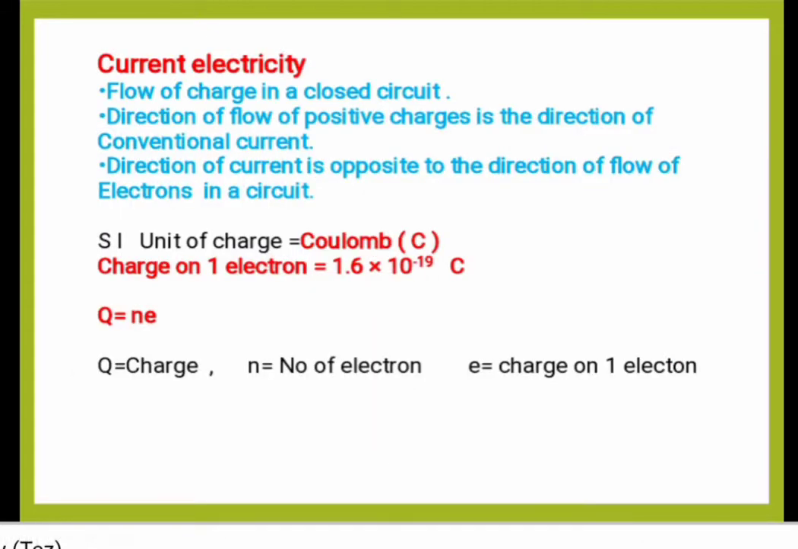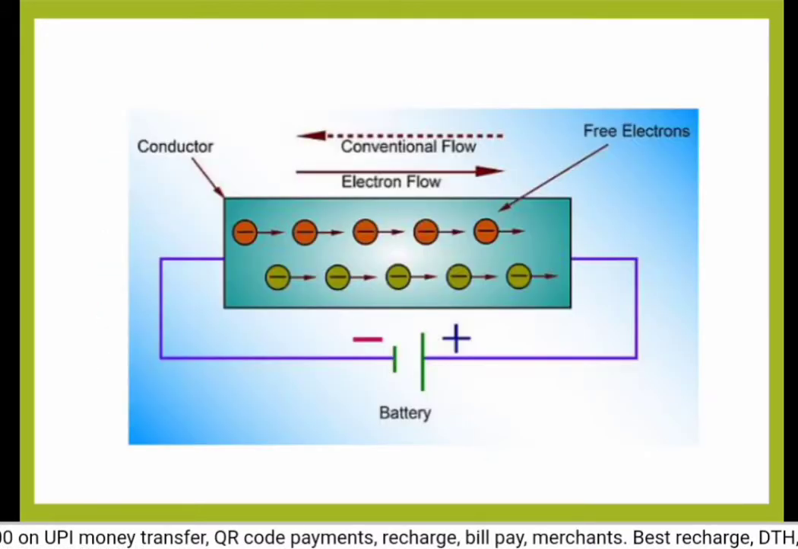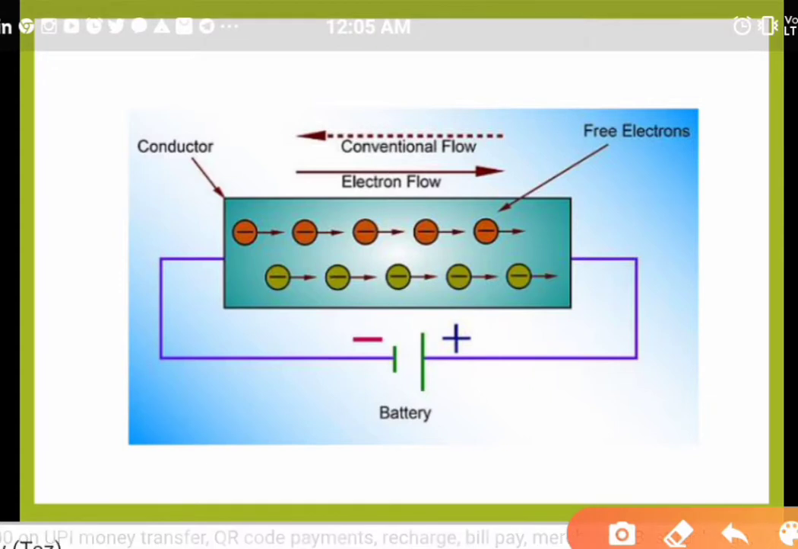Now current electricity. The flow of charge in a closed circuit is known as current electricity. Second point, the direction of flow of positive charges is the direction of conventional current. Now what is conventional current? Through this figure, conventional current is a flow of current from positive terminal to negative terminal.